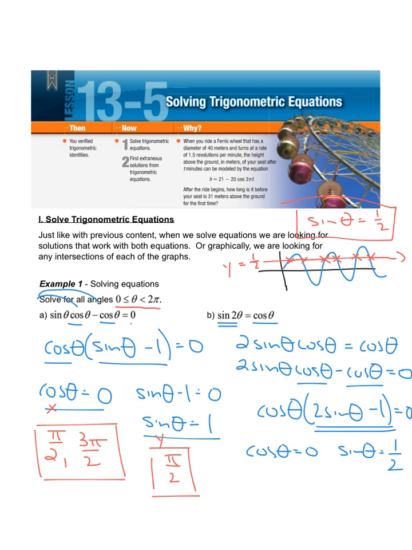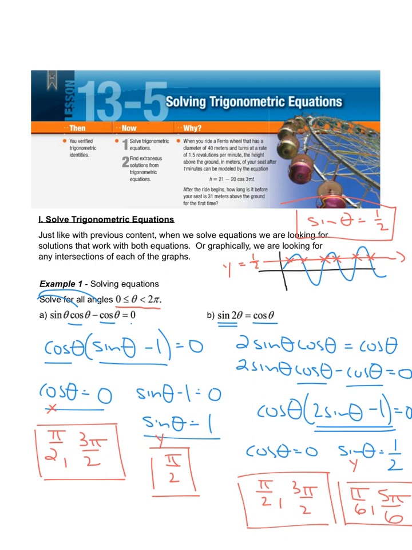Once you have your trig ratios isolated, you can go right to the unit circle. I know cosine of theta is 0 at pi halves and 3 pi halves. I know sine of theta is 1/2. Keep in mind our y value is sine, so I'm looking for where is my y coordinate 1/2? Well, that's true at pi over 6 and pi minus pi over 6, or 5 pi over 6. So those are the first questions. Look for factoring, look for trig identities, and then factoring from there on these more complex problems.